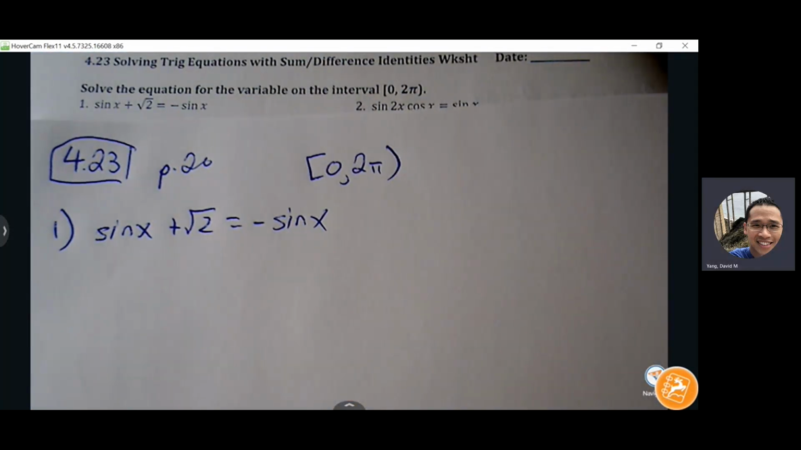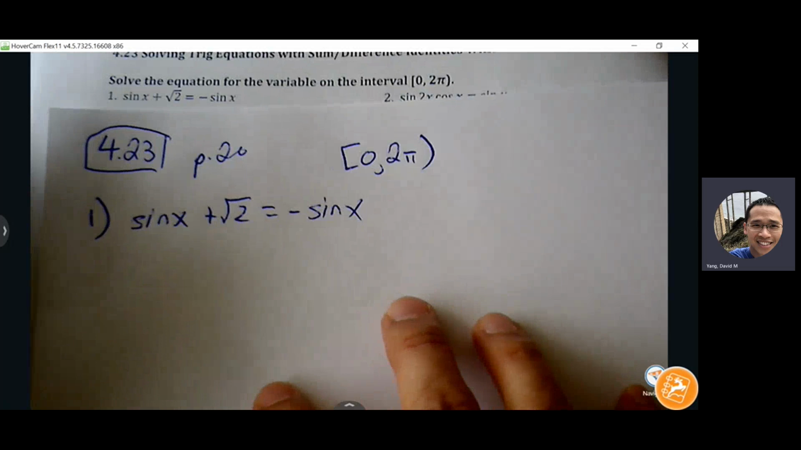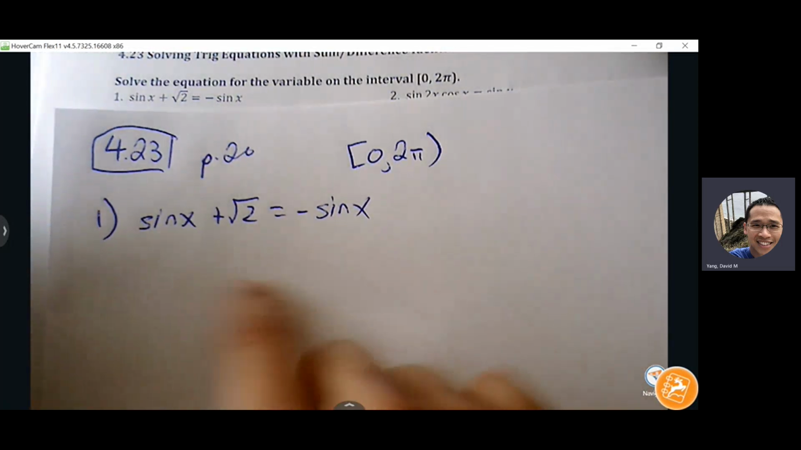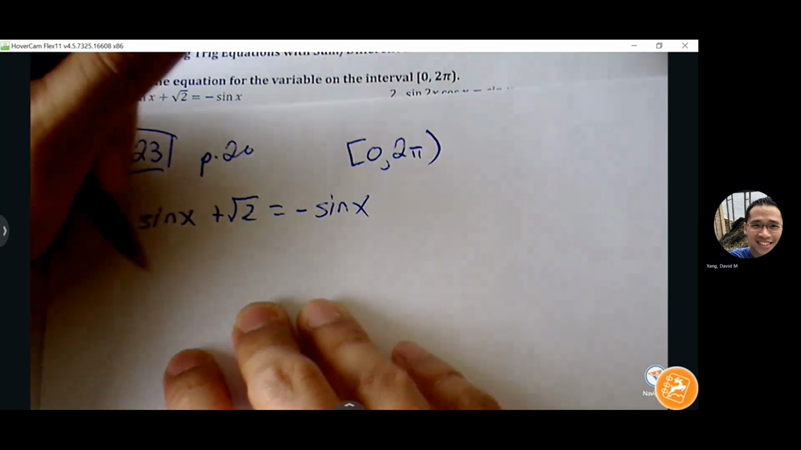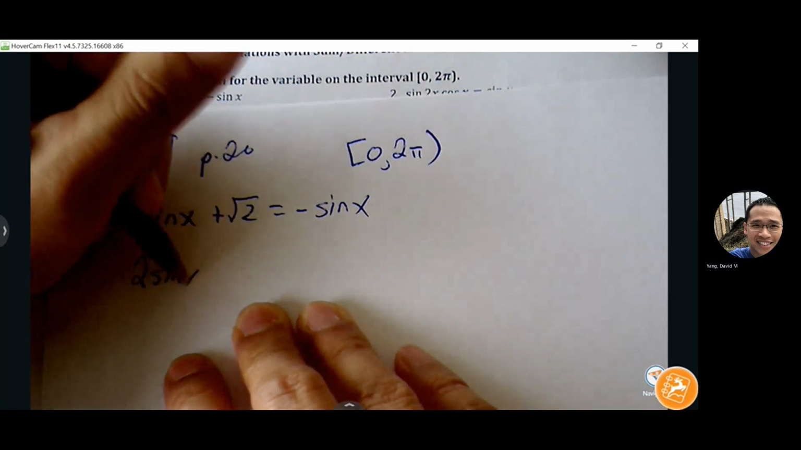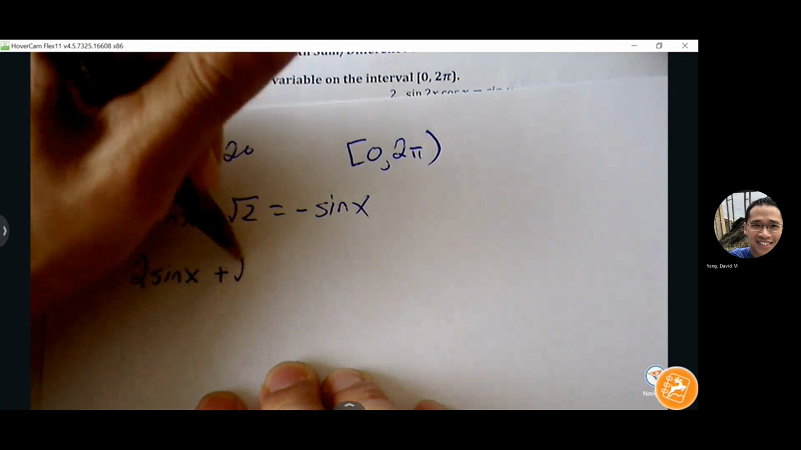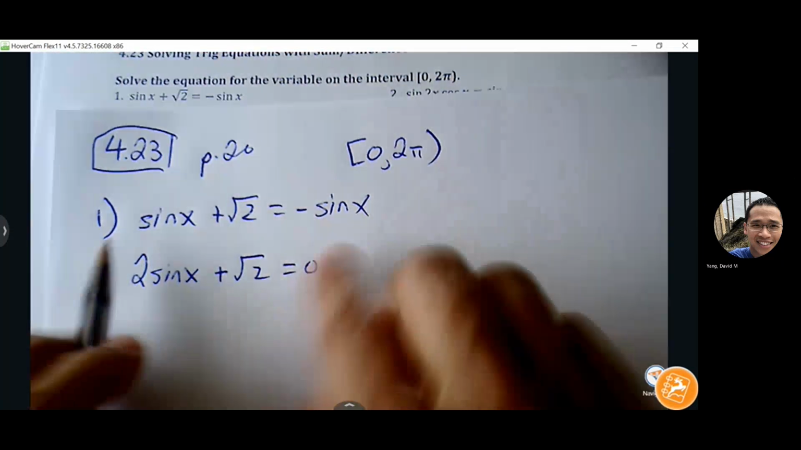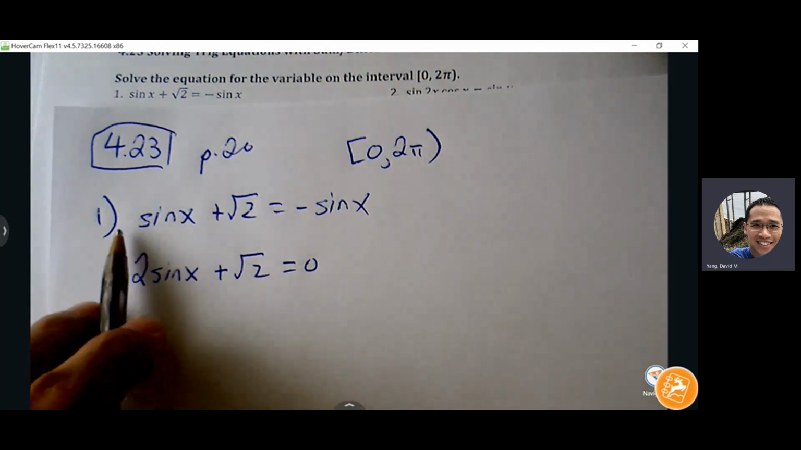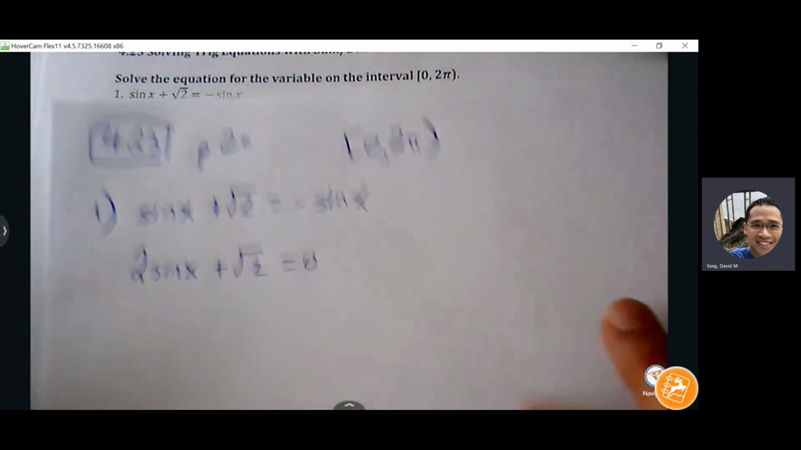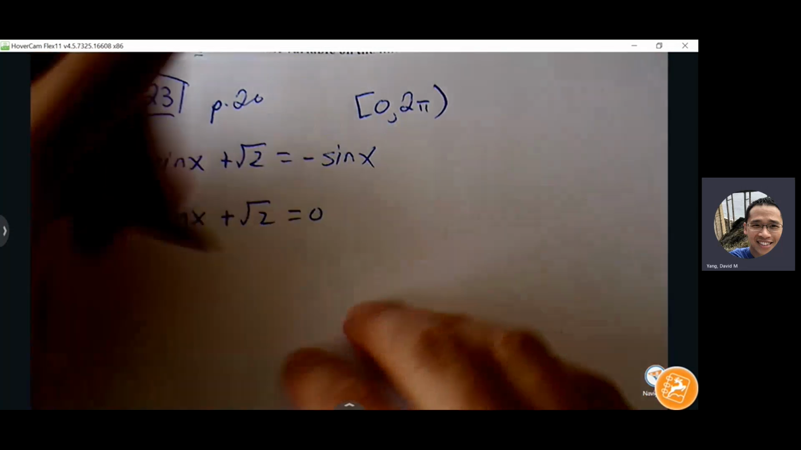Okay, so this seems pretty straightforward. We can just try to combine like terms and solve for x. This is not going to be anything special in terms of any identities that we need to involve. So I'm just combining like terms there, adding sine to both sides. If I add sine x from the right side to the left, sin x plus sin x is 2 sin x. Okay, so now I can just try to get sin x by itself.